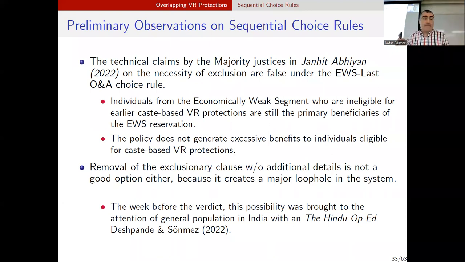So basically, this immediately tells us that individuals from EWS who are ineligible for earlier caste-based protections are still the primary beneficiaries of EWS reservation. Why? Because when you do EWS last, by the time you are allocating EWS positions, people from scheduled caste, relatively high-scoring ones, are kind of gone because of the scheduled caste positions, and so on and so forth. Those who are only eligible for EWS would be at an advantage for quite a while, probably for all the positions. And definitely the policy does not generate excessive benefits to individuals eligible for caste-based protections. Under this assumption, it doesn't provide any benefit to them.